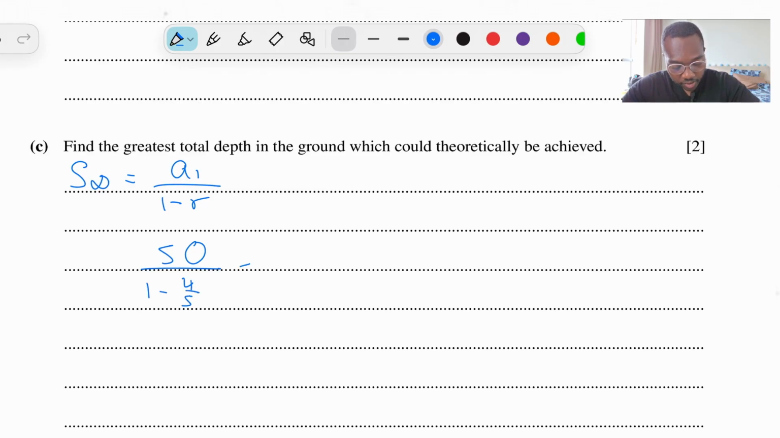If you work that out, you get 50 over 1/5, which would then be 50 times 5. So that would give us 250, and then we can write millimeters here. So we know that theoretically 250 is the greatest depth we can achieve, and that'll be answer 250.